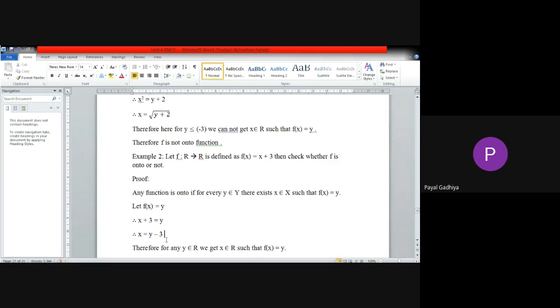If I take any value from R over here in place of y, then real number minus 3 will be a real number only. So that x will be in this R only. Therefore, for every y belongs to R, there will be x belongs to R such that f(x) equals y. Is it clear? Is it clear to everyone?